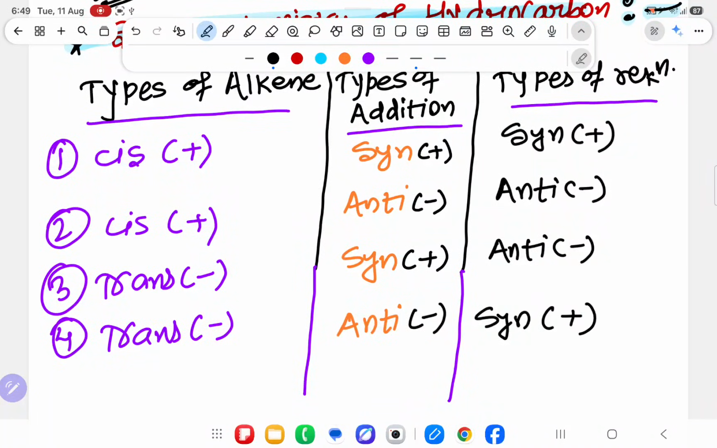Means, for a reaction, syn and anti is fixed. Like for hydrogenation, syn is fixed. You can't change it to anti. But cis and trans you can change.